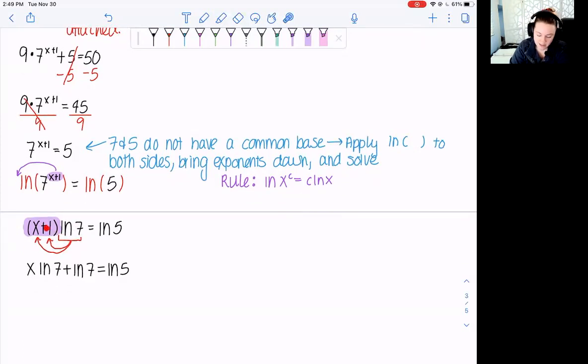So I've distributed the ln to both of these. I want to get x by itself. And the pattern we're going to follow for all the problems we do today that are like this is: put the x terms on the left, put anything without x on the right, factor out an x, divide by the leftovers. Let me write that down.